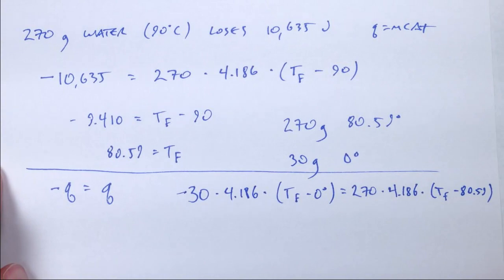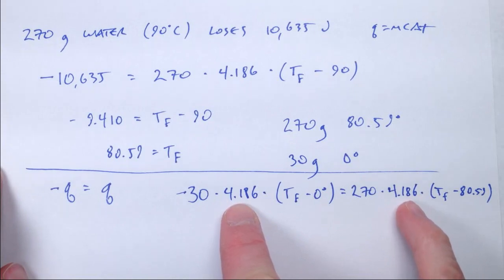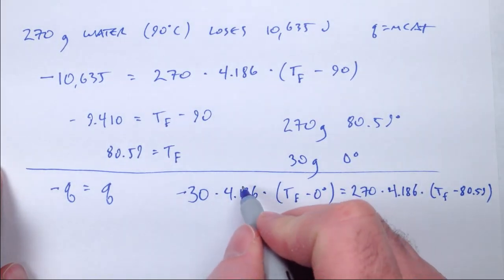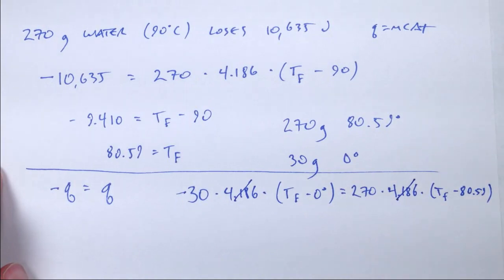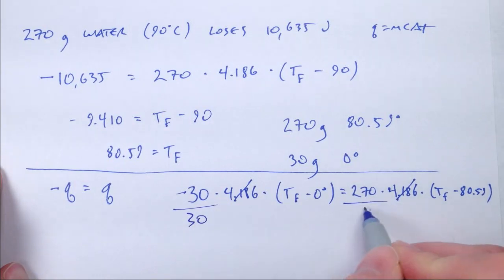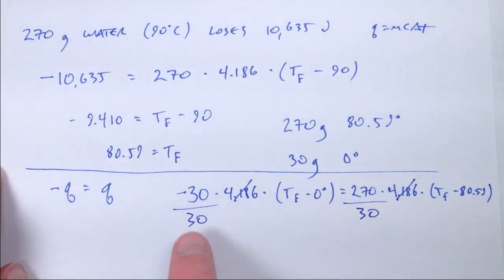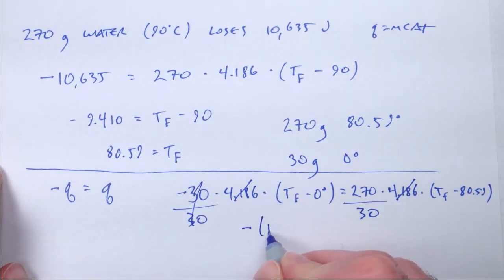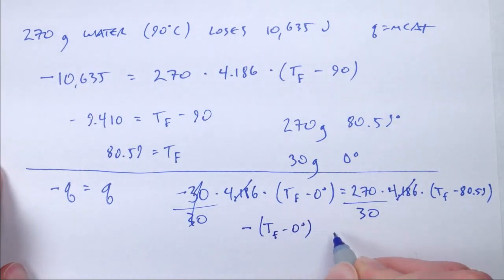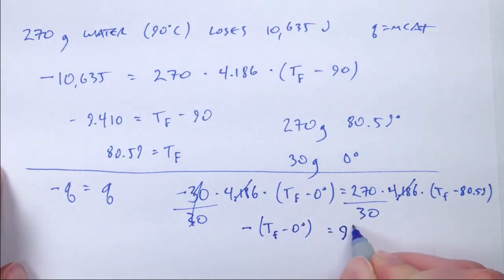Okay, just a whole bunch of math now. However, I can save myself a little bit of work because there's a 4.186 on both sides. I'll just cancel that out. Oh yeah, and I cleverly set this up so this would be simple. So this is 30, that's 270. If I divide both sides by 30, that reduces to 9, and that cancels out. So I've got negative TF minus 0 equals, and that's 9 times the temperature change.